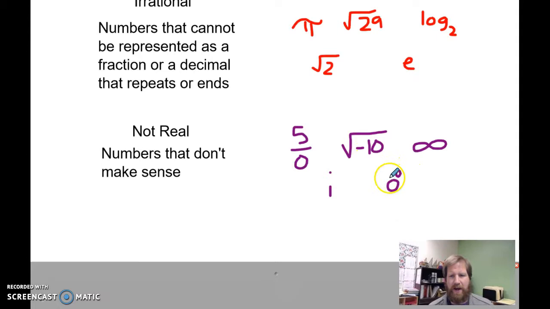0 to the 0th power doesn't make any sense. It's not real. Infinity, okay, even though we use it and we can't really comprehend it very well, infinity is not a real number. Okay, it's an idea of a number that just keeps going and going forever. It's so large we can't even comprehend it, but it's not real. We can't really work with it. Okay, so those are the 3 categories.